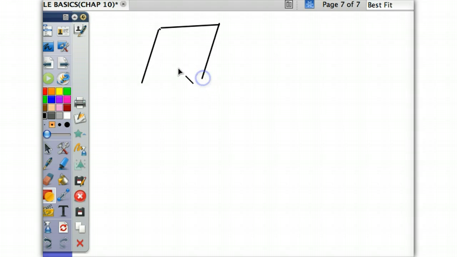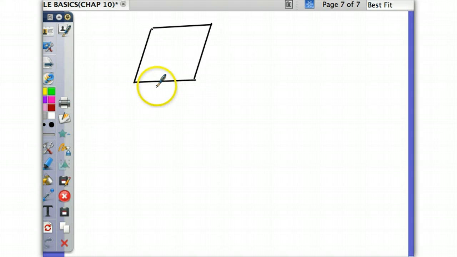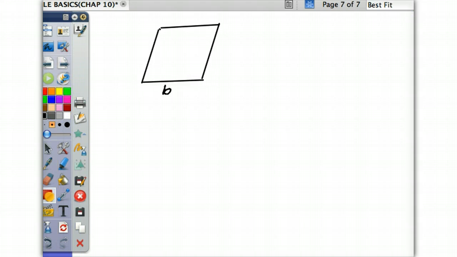Go ahead and draw a parallelogram and let me give you the formula. Here comes the base, and the height is going to be the perpendicular distance above the base. Let me just take it vertical all the way down.